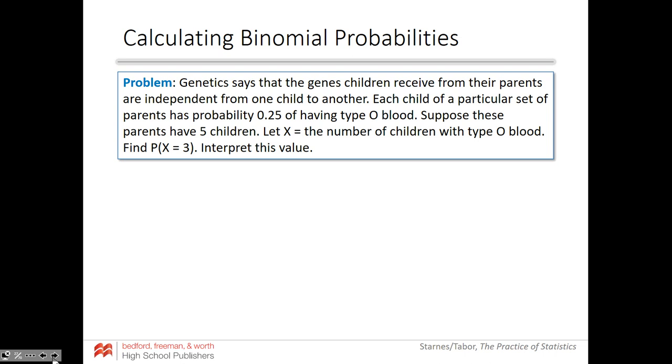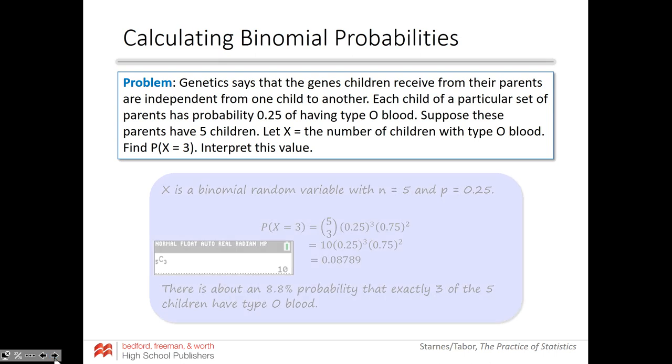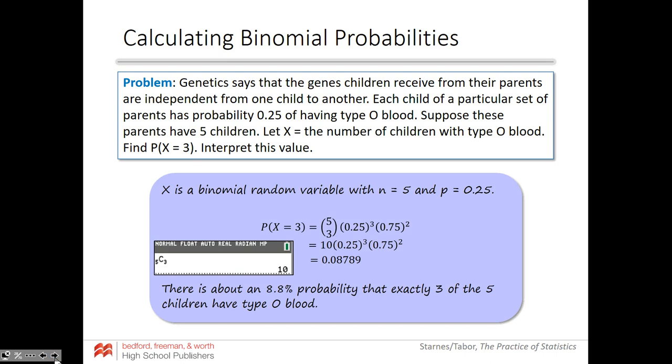Same example, but now we want to find the probability that X is equal to 3. In other words, we want the probability that the same family is going to have 3 kids with type O blood. Before I do anything, I first have to state that X is a binomial random variable. We've already done that a couple times now, but if I didn't already do it, I would have to. So check, I already did that.